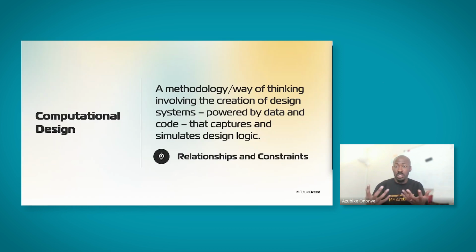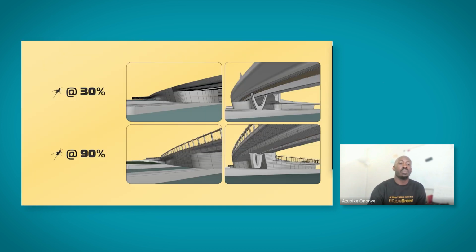Because it's about relationship and constraints. Relationship between geometry, constraints that come from geometry, but also come from construction limitations. You have to capture those things into your code. And so at 30%, this is what this looks like with Grasshopper.